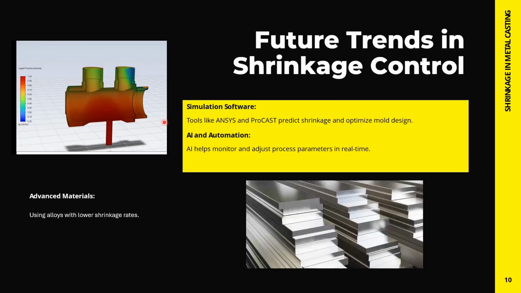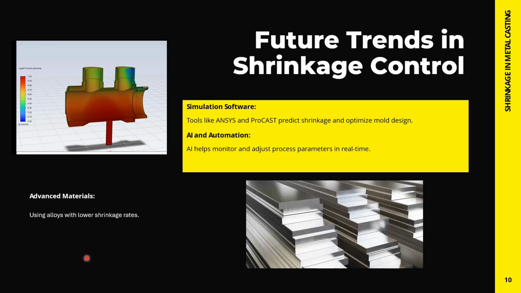In recent years, advancements in technology have led to innovative methods for controlling shrinkage. Future trends in shrinkage control include simulation software. Tools like ANSYS and ProCAST predict shrinkage and optimize mold designs. This is an example of ANSYS analysis. AI and automation: AI helps monitor and adjust process parameters in real time. We can also change the materials by using advanced materials like alloys with lower shrinkage rates. These trends are making castings more efficient and reliable than ever before.